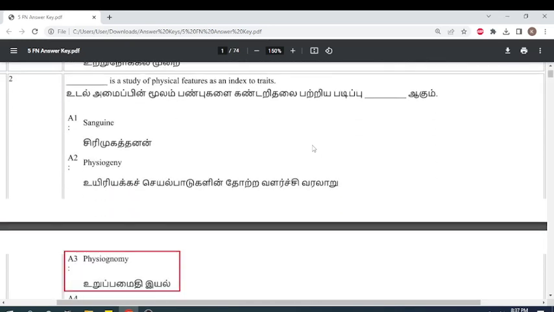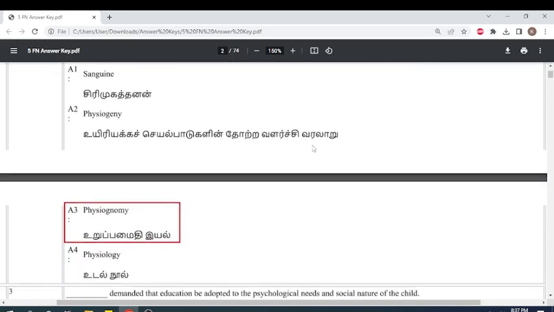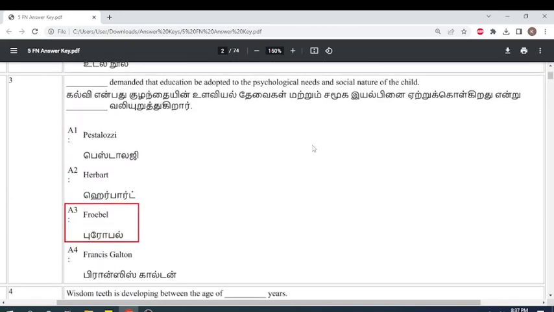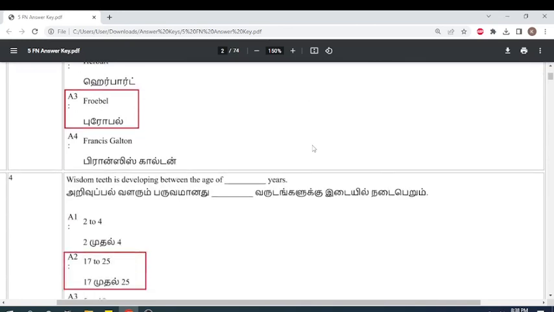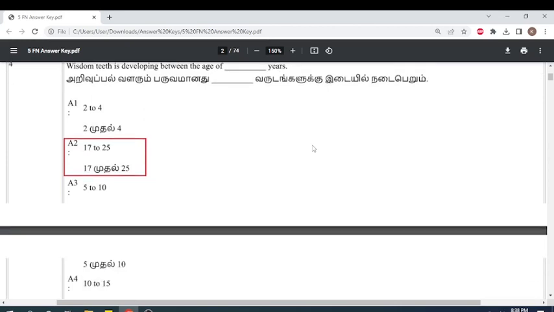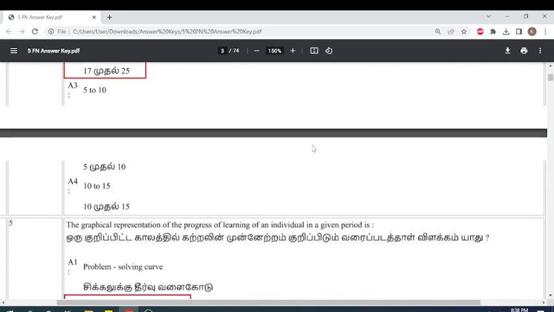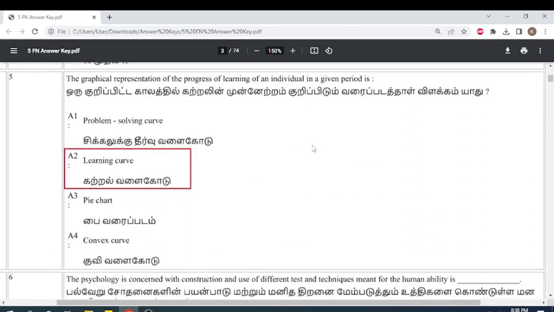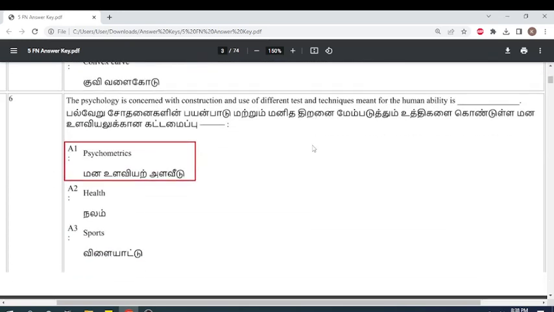Second question answer A3. Third question answer A3. Fourth question answer A2. Fifth question answer A2. Sixth question answer A1.